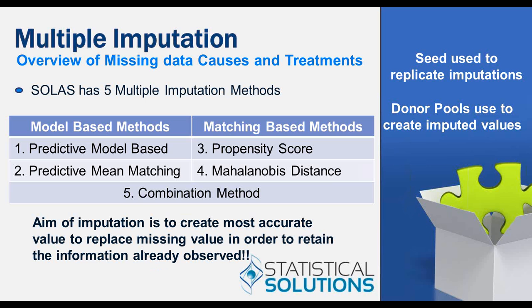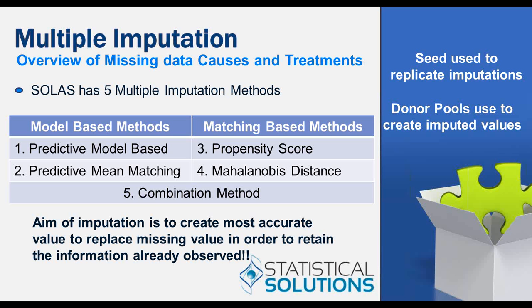I have a statement in bold at the bottom here, and sometimes people can overlook this interesting point. Essentially, the aim of imputation is to create the most accurate value to replace missing values in order to retain the information you've already observed. So we're not trying to come up with a real value where there is a missing one. What we're trying to do is put a good enough value in there so that all the other information for that individual that you have collected, you can keep in your analysis.